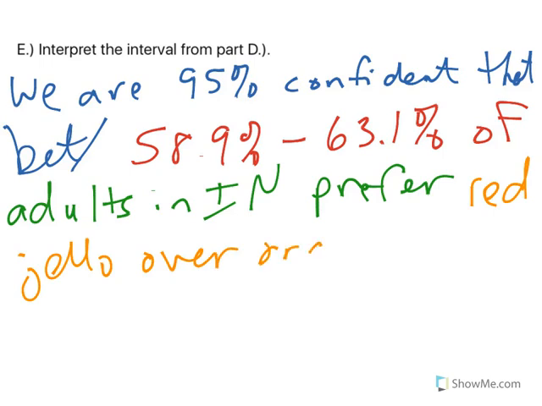over orange Jell-O. So I kind of did this in multiple colors on purpose, because you start with, we're 95% confident. Then you switch through to what is the confidence interval? Who are you talking about? And who you're talking about is the population. And then what are you talking about? In this case, they prefer red Jell-O over orange Jell-O. So you want to make sure that interpretation is almost like Mad Libs, in my opinion, right? 95% confident. What's your confidence interval? Who are you talking about, and what are they doing? And there are the 5 pieces to that question.